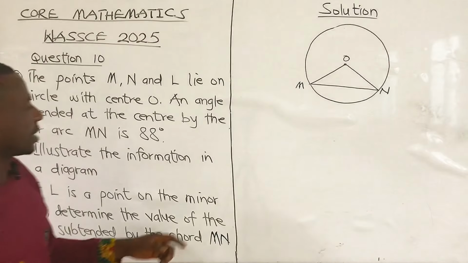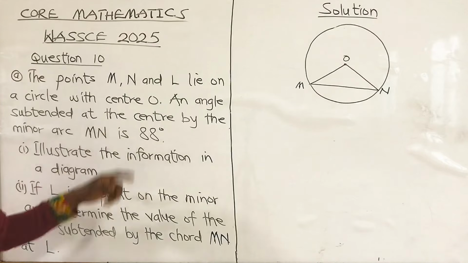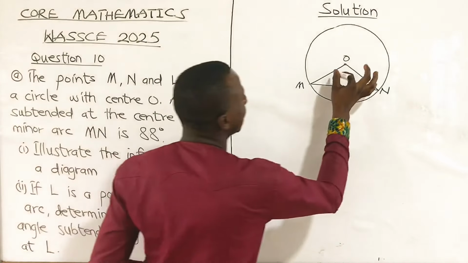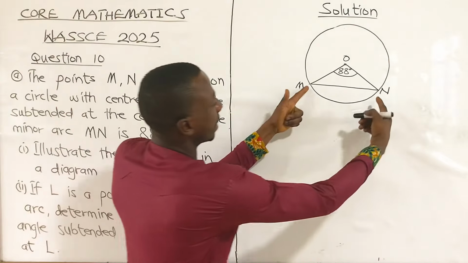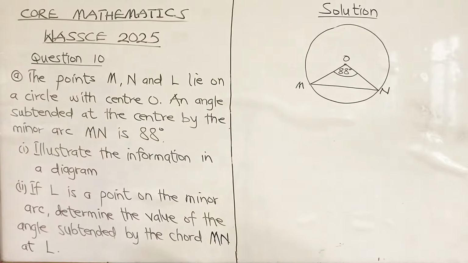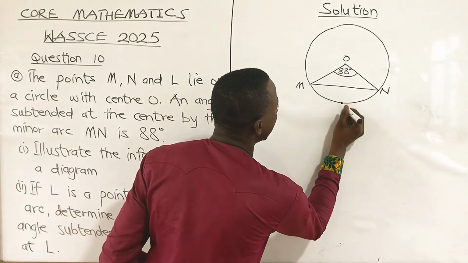And the question is saying that an angle subtended at the center is 88 degrees by the minor arc. This is the minor arc MN. The minor arc MN subtended at the center O. Alright, so this will be the information. Then the question continued by saying that if L is a point on the minor arc, so the L will be here.